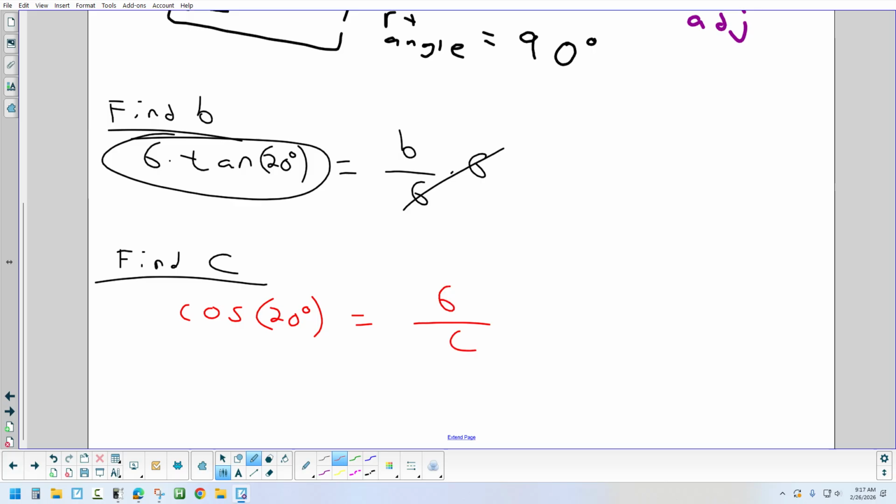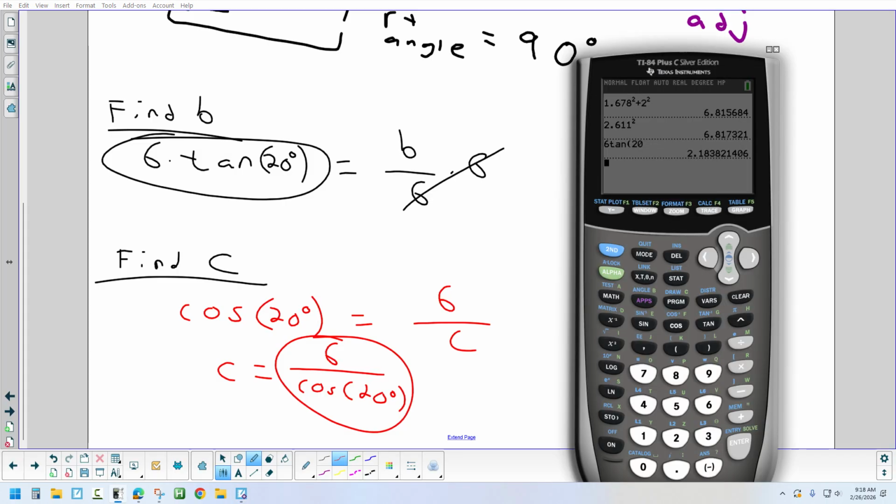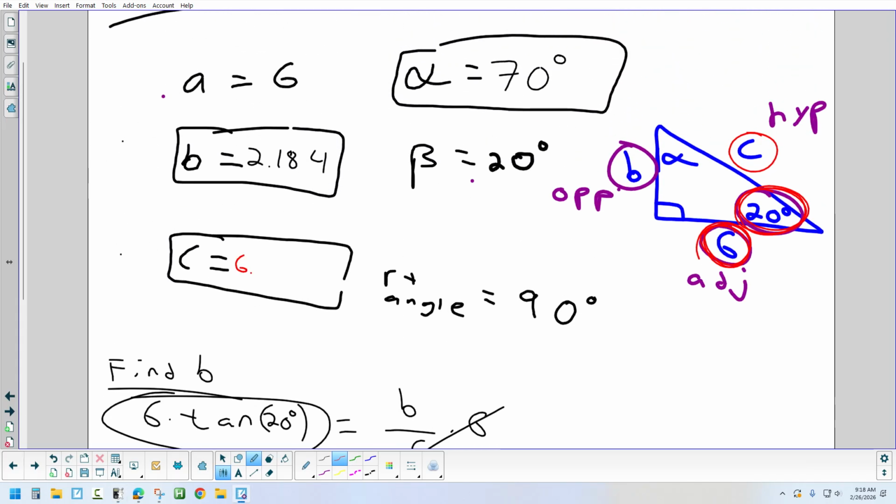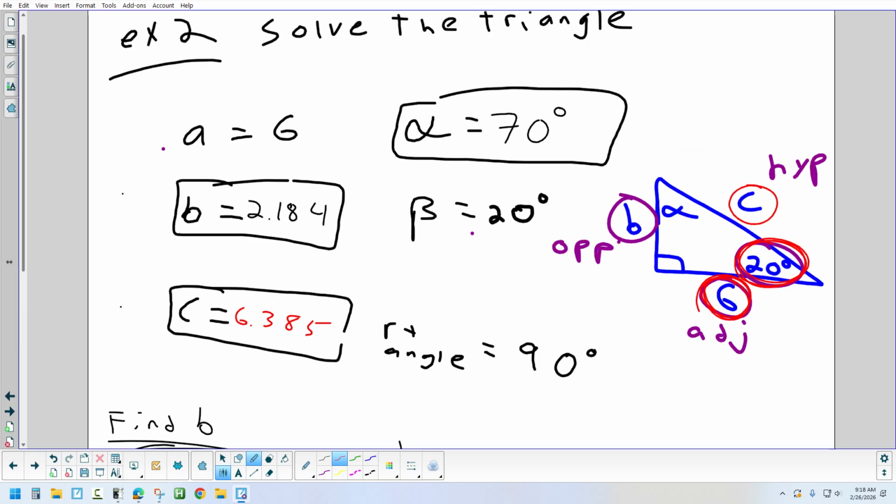And what can we do quickly to get the C by itself? Switch them. Yeah, switch the 6 with the cosine. So you have C equals 6 over cosine 20. And now just type that in. So 6 divided by cosine 20. So 6.385. That's it. So any questions on solving that one?